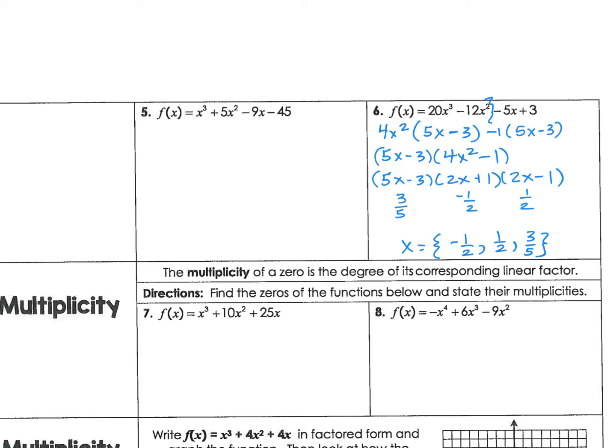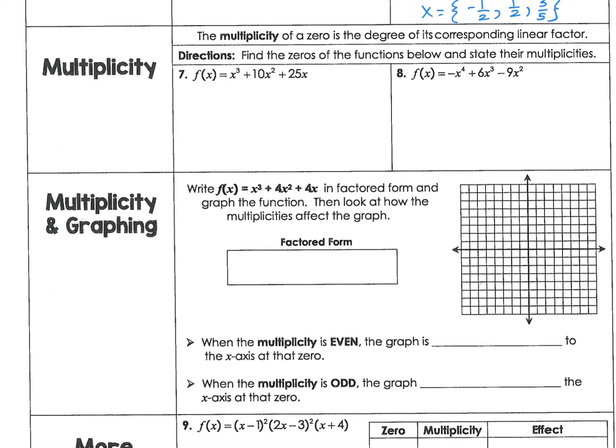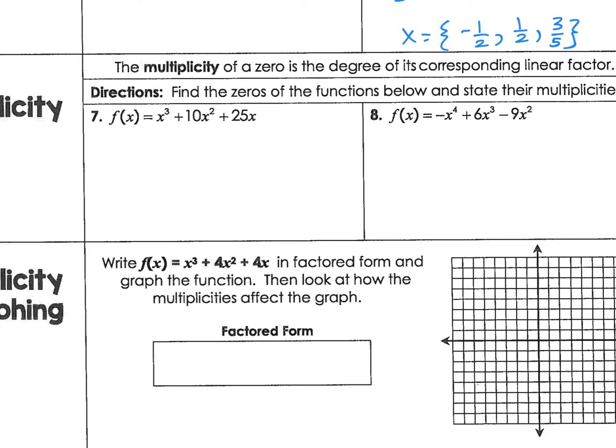Now, multiplicity. Why does multiplicity even matter? Multiplicity is the degree of its corresponding linear factor. What does that mean? It means sometimes the factors, the zeros, are repeating. What it means is that one of them is a vertex touching the x-axis. In other words, one of the points, whether it's a maximum or a minimum, is touching the x-axis. I want you to think about what that would look like.